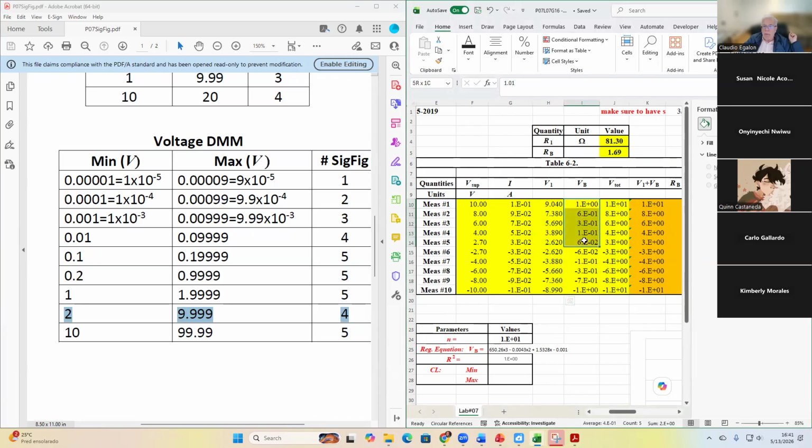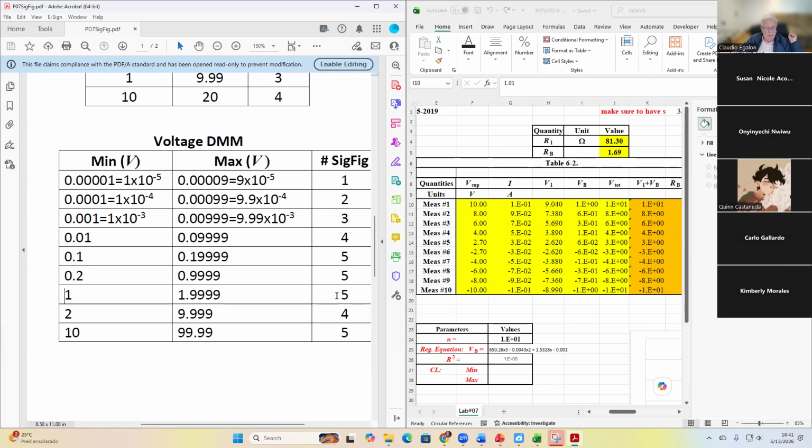What about VB? Let's see, VB. The largest value is 1.01. The lowest value is 0.0597. Okay, so where does it lie? It lies right in here in this row. No, right here. No, wait a minute. The largest is 1.01. Okay, let's do 1.01 first. 1.01 falls exactly here in this row.